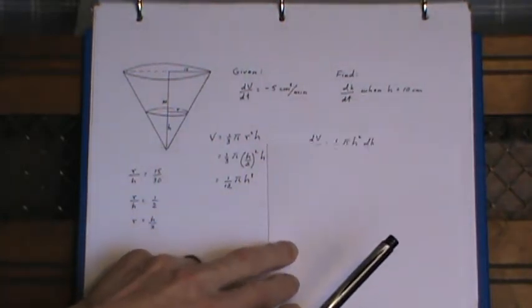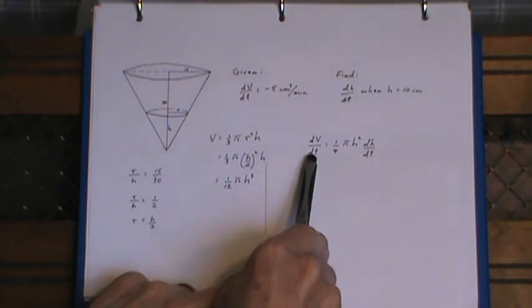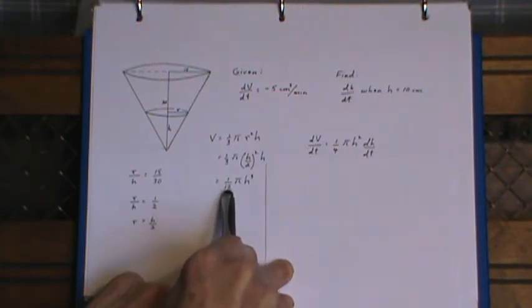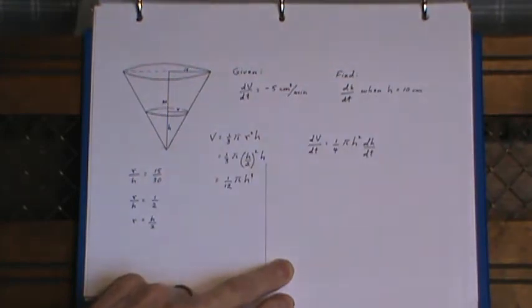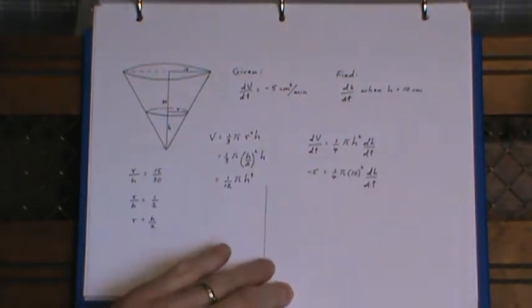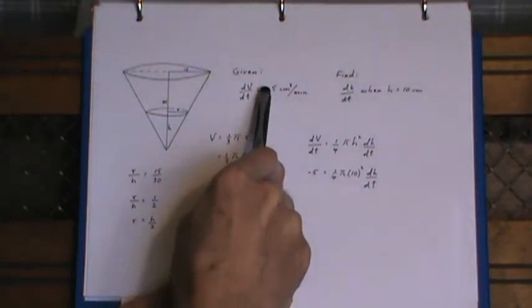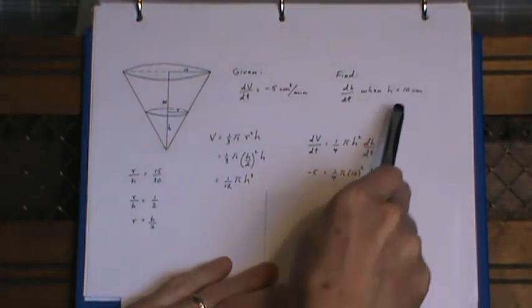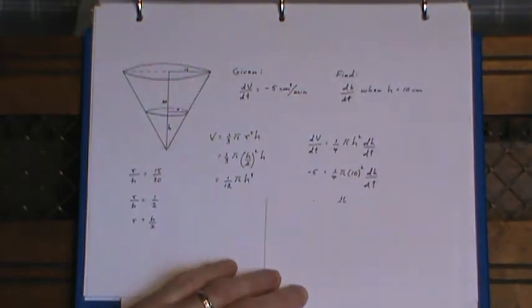Now when I go to take the derivative of that, this is again implicit differentiation. I'm taking the derivative with respect to time. So when I take the derivative of this, 3 times that gives me the quarter pi h squared, but then I have dh/dt on the end. And at this point I'm going to substitute in the rate of change of volume, which is -5, and I'm substituting in the 10, which I was given up here, and my only variable is the dh/dt.